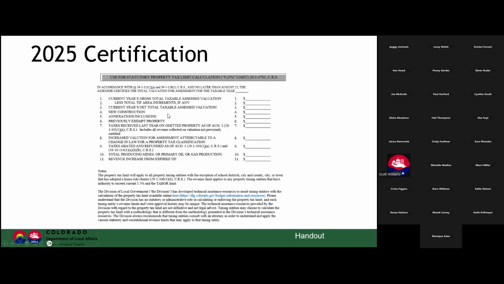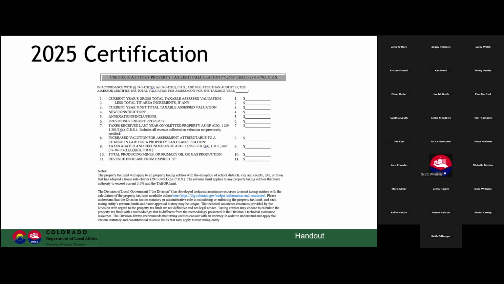This is what it looks like. It's pretty similar to the 5.5 limitation that we have now. There are examples of the form in your handouts as well as an instruction sheet. I believe Lori put the link in the chat if you don't have a copy of that form. So if you want to open it up and follow along, we can go through that. What we emailed out are going to be line by line instructions to let you know what information you need to certify and where to get that information.